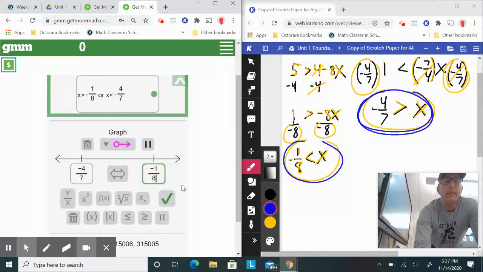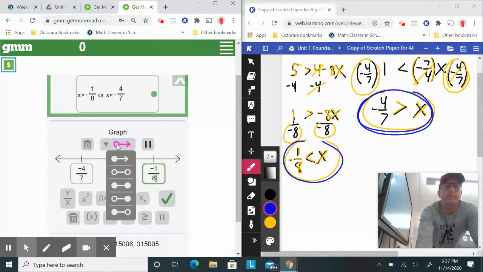So now, notice I have greater than negative 1/8. So it could be anywhere from here up. So it can't be equal to. So I'm going to use the open circle, and it's going to be shaded on the number line to the right. So I tapped on that. So I need to tap here. Good. Need to tap on the number line going to the right.